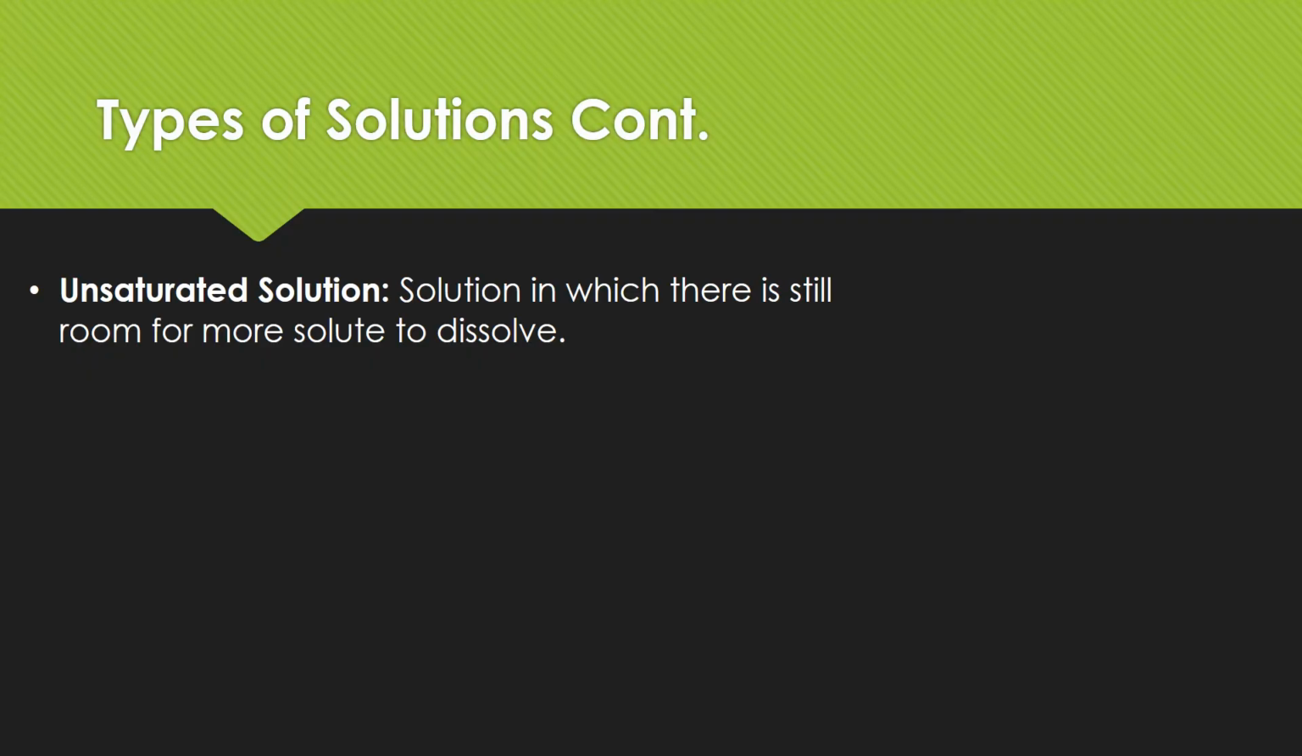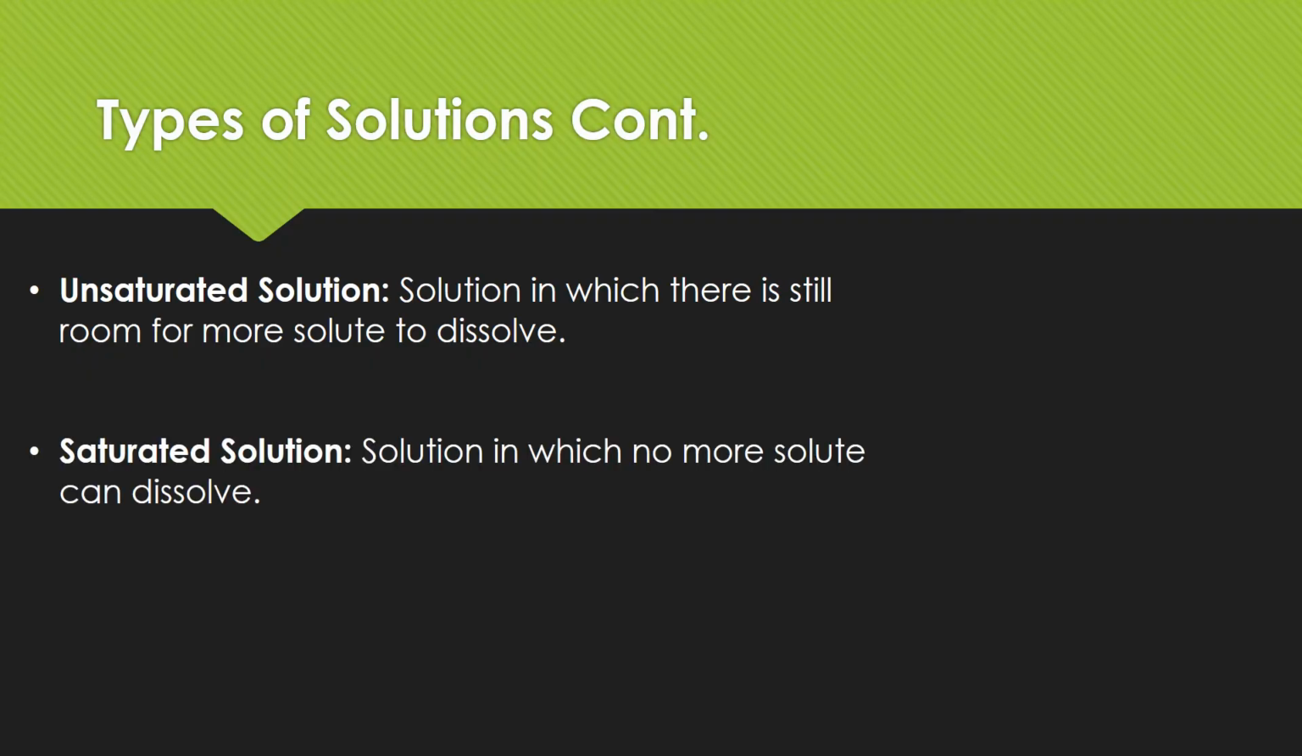You were able to dissolve more than you had, so it's unsaturated because you could keep adding more to make it sweeter, and that stuff is still going to dissolve inside. That just means it's an unsaturated solution because there was more room for the solute to dissolve in the solvent. The complete opposite of this would be a saturated solution.